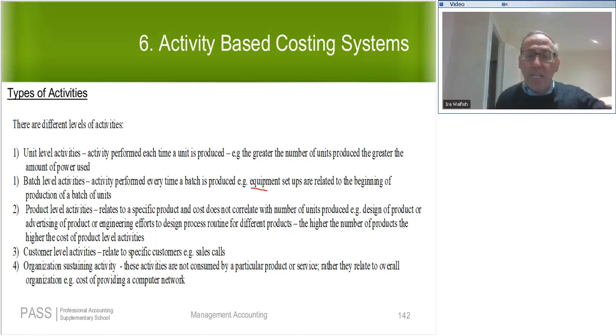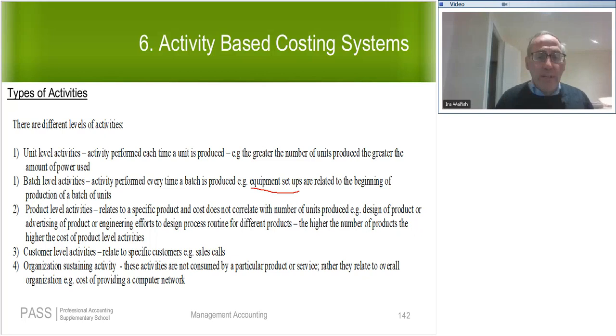Then you've got product level activities. These relate to specific products, and the cost doesn't correlate at all with how many units I produce. So for example, design of product or advertising of product or engineering efforts to design a routine for different products. Here, basically, what drives it is not how many units are produced, but the number of products. The greater the number of products I want to have, the more time and money I need to spend on design of products. It doesn't matter how many units I produce. That doesn't affect the design of the product. But the number of products that I want to produce, that will certainly affect the cost of design of the product.